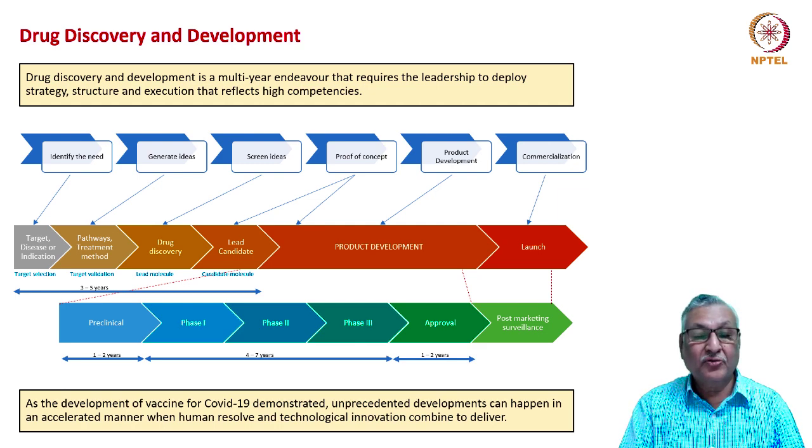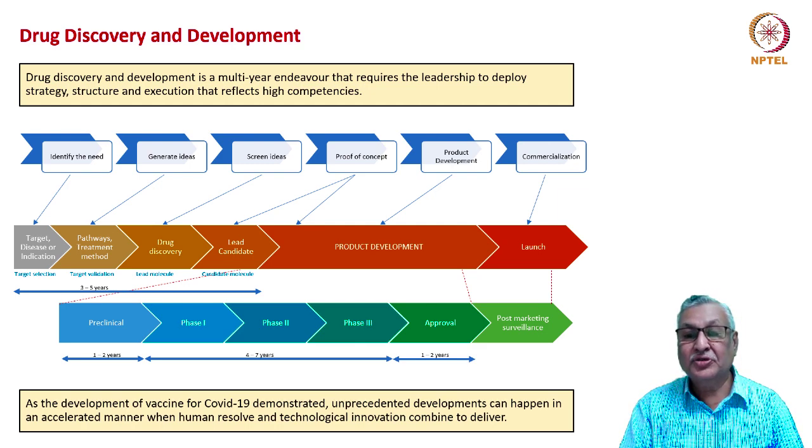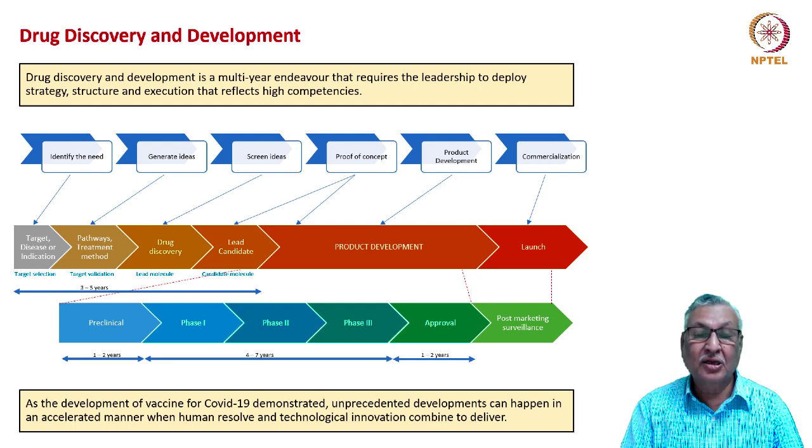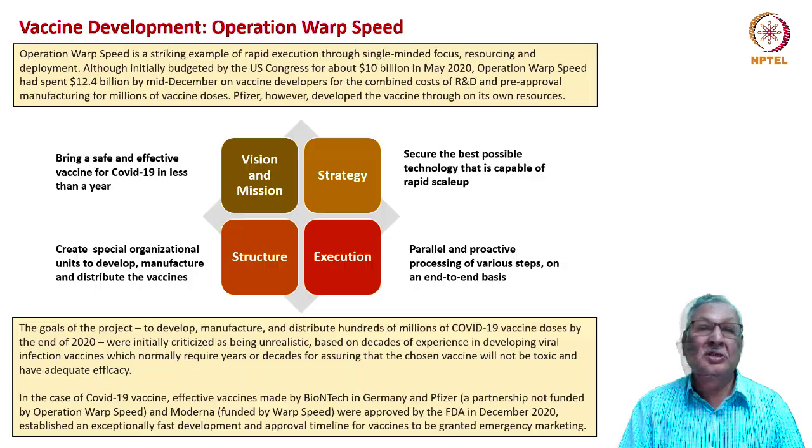As the development of vaccine for COVID-19 demonstrated, unprecedented developments can happen in an accelerated manner when human resolve and technological innovation combine to deliver. Let's take the example of Operation Warp Speed. This was a phrase coined by President Trump's administration to fast-track vaccine development. Operation Warp Speed is a striking example of rapid execution through single-minded focus, resourcing, and deployment.